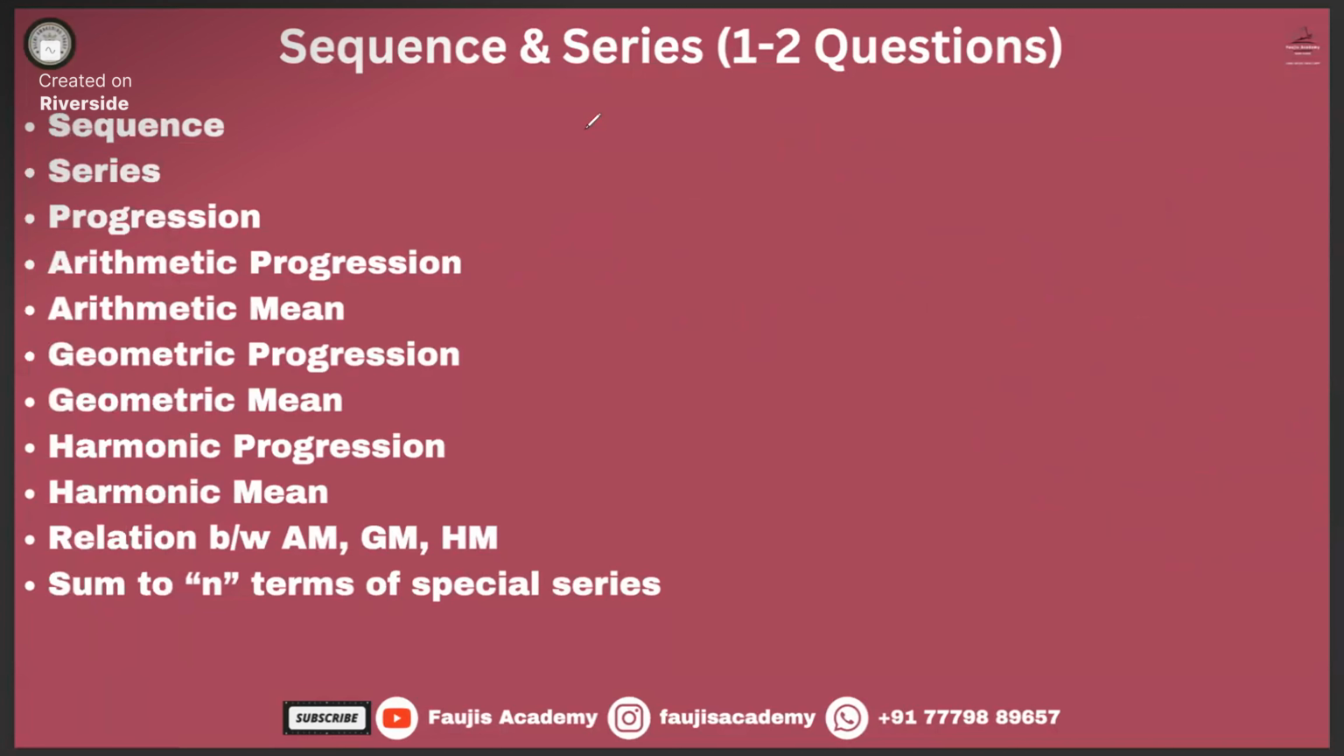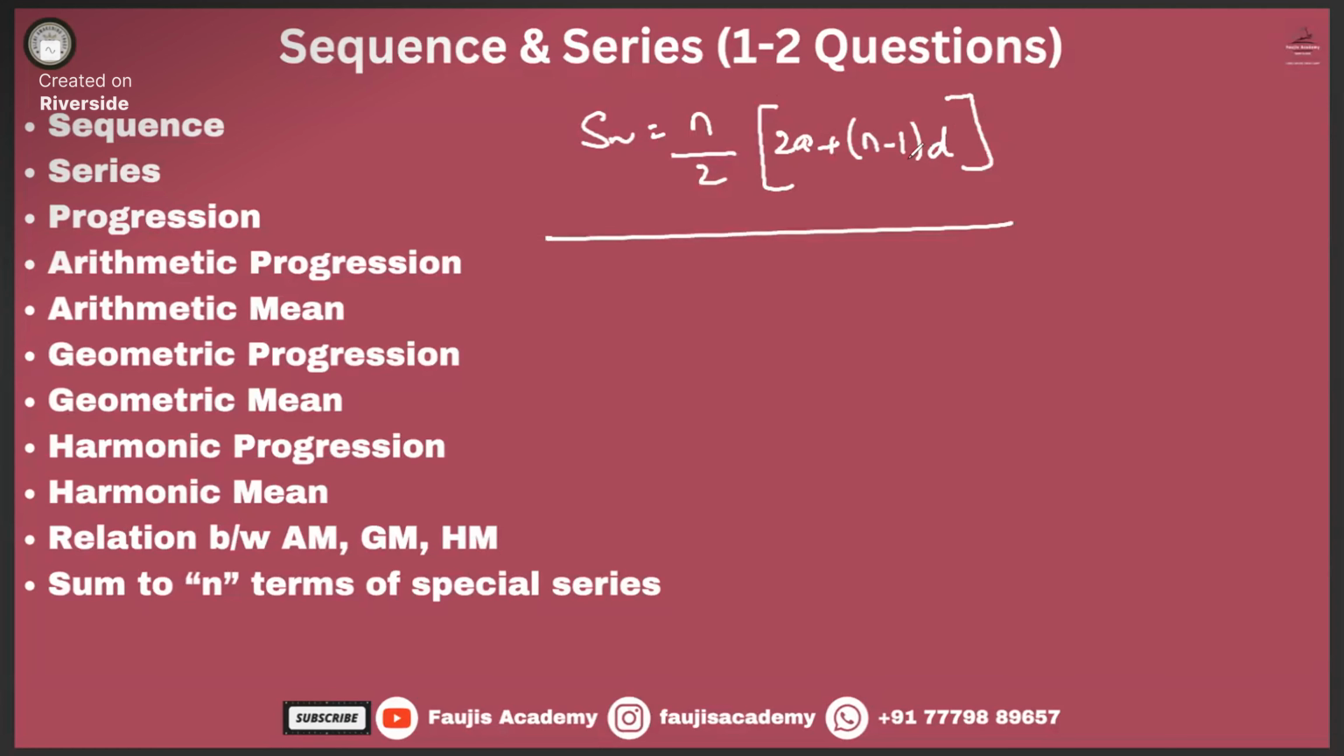Now let's try to understand a few more things. The next thing I wanted to tell you about is the sum of n terms of an arithmetic progression. It is given by n by 2 into 2a plus n minus 1 into d. Just remember it. But if you want the verification of this formula, take this one.